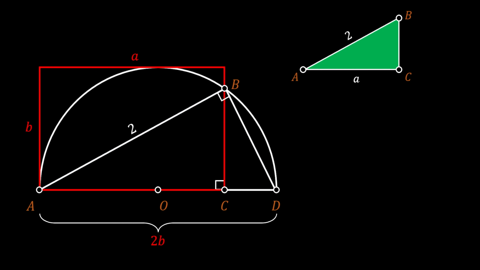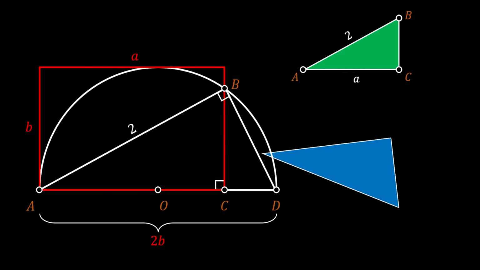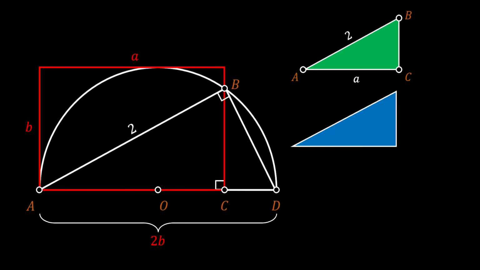Alright, so now with this in mind, we can notice another right triangle ADB. Let's also isolate this right triangle and let's rotate it so it is in the same position as our green right triangle. We can notice that this right triangle has the hypotenuse with a value of 2b and the leg with the value of 2. Now, since both of these triangles have the 90-degree angle and they both share the angle at the point A, this means that these two triangles are similar.